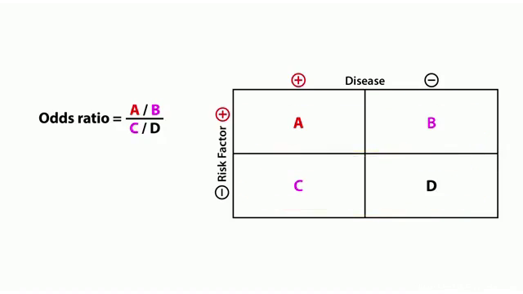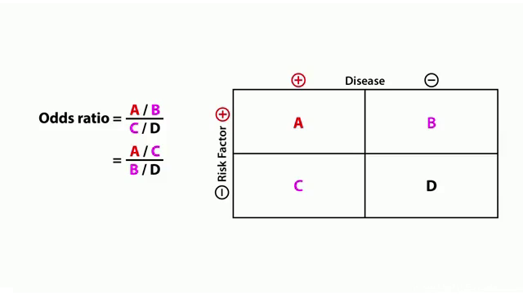Now, you may see this equation written a little differently in some review books, where it's written A over C divided by B over D. But don't get confused. Both of those equations are correct. They are actually equivalent, although it might not be immediately obvious. A over B divided by C over D equals A over C divided by B over D. Just try plugging in some numbers or work through the algebra yourself and prove to yourself that those are equal.